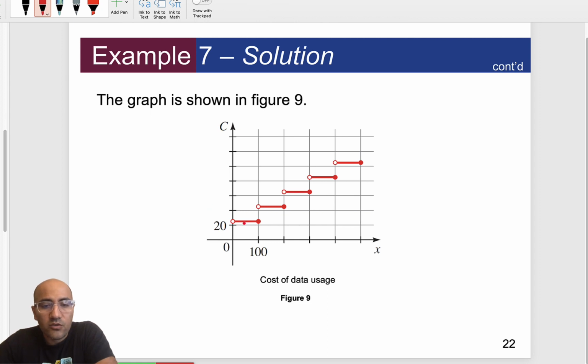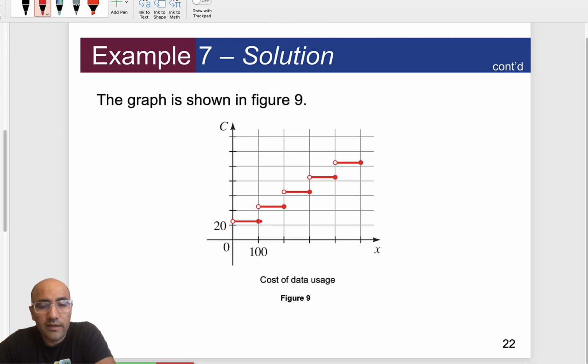So remember, there was a $25 fee for using anywhere between 0 to 100 megabytes. So that's what this is saying. If x is any value between 0 and 100, the bill is going to be 25. On the other hand, if we use even one tiny megabyte beyond 100, and notice there's a dark circle here, so at exactly 100, we're still at 25.